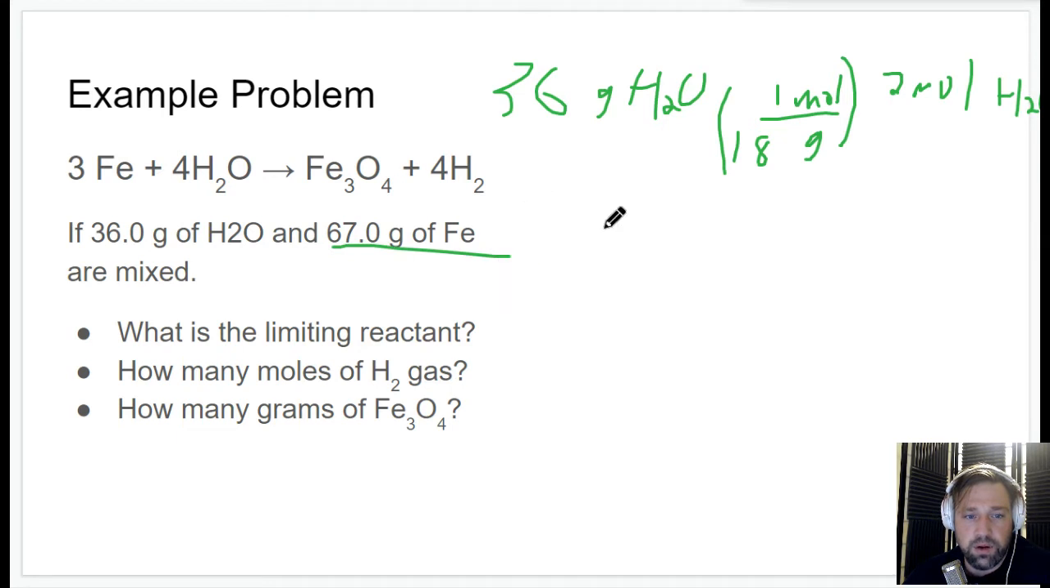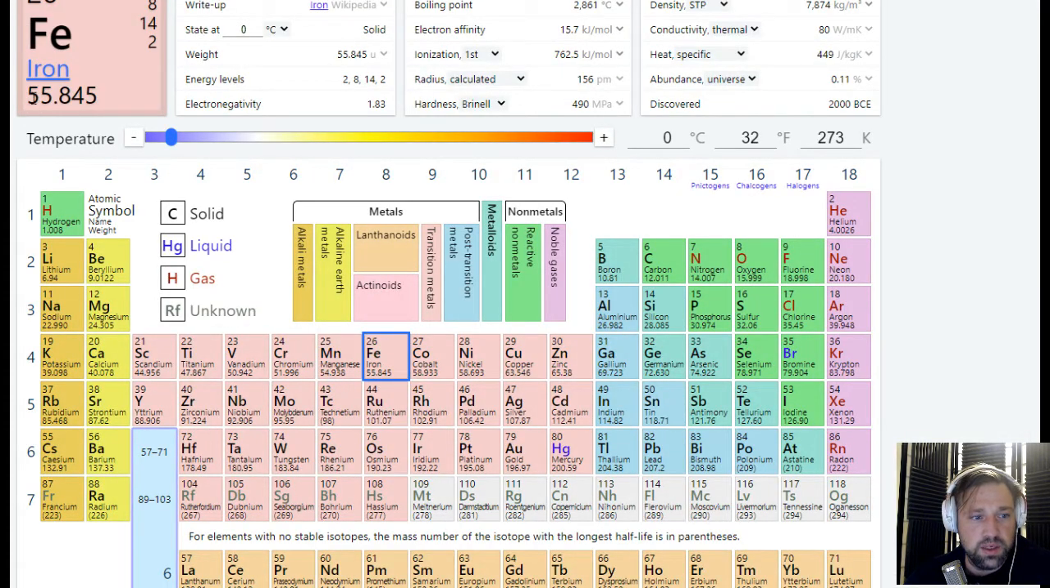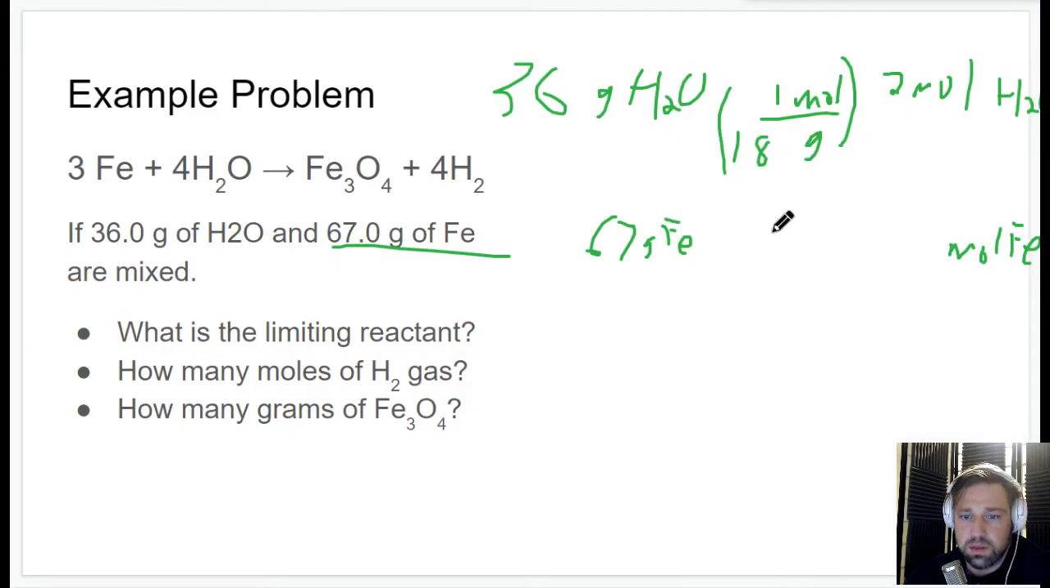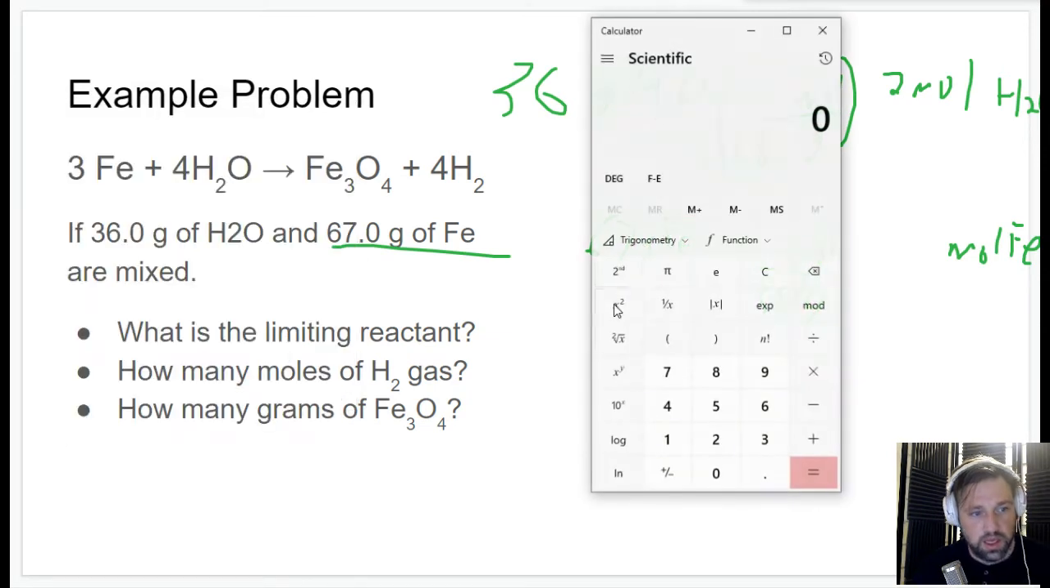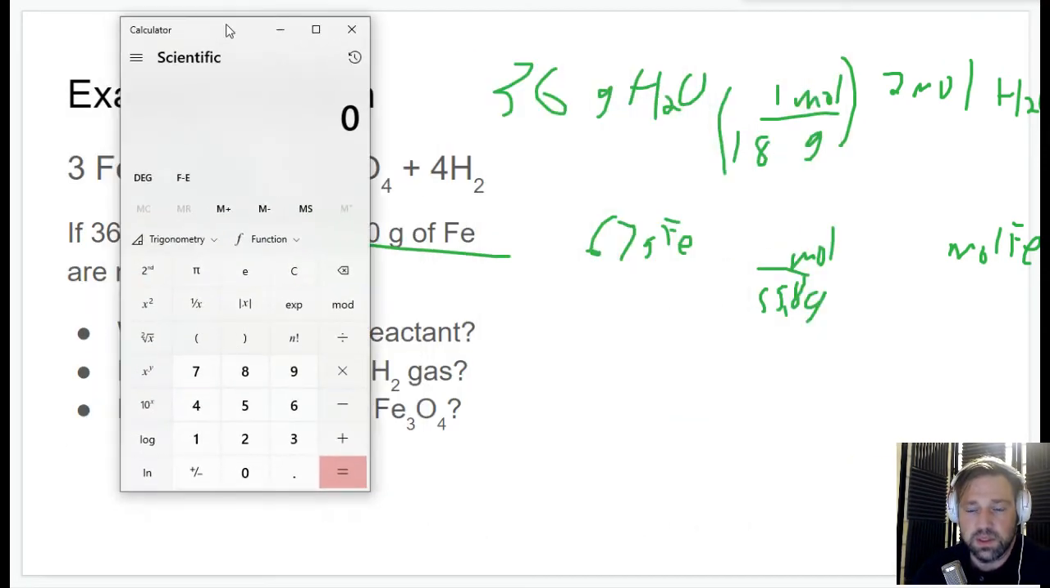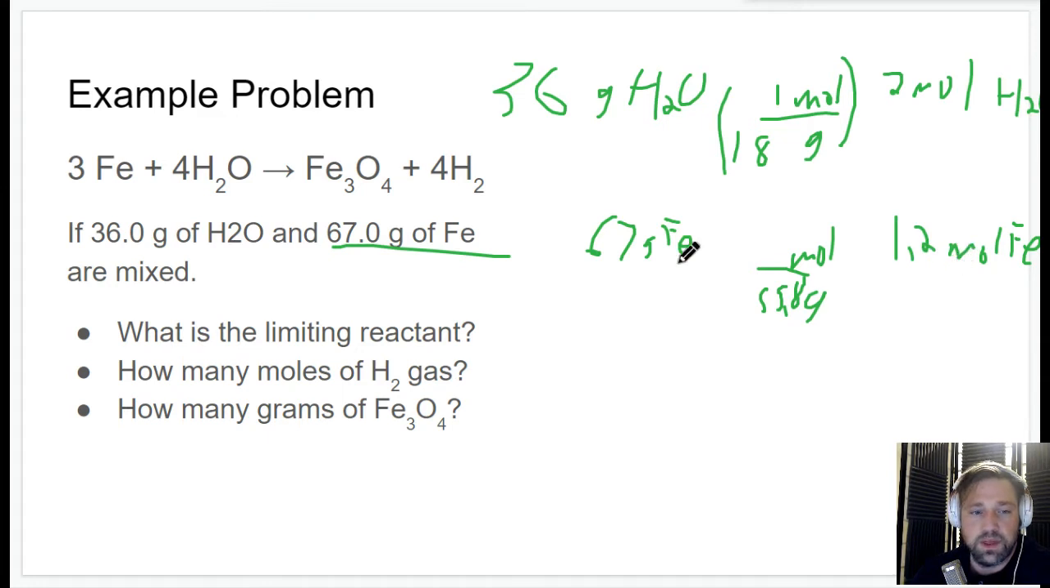And for iron, we have 67 grams of iron. We need to get to moles of iron. Let me look at the periodic table. Iron is 55.8. So, same thing here, grams on the bottom, 55.8. All right, this one I can't do quick math for in my head, so let me run through this real quick. About 1.2. 1.2 moles of iron.